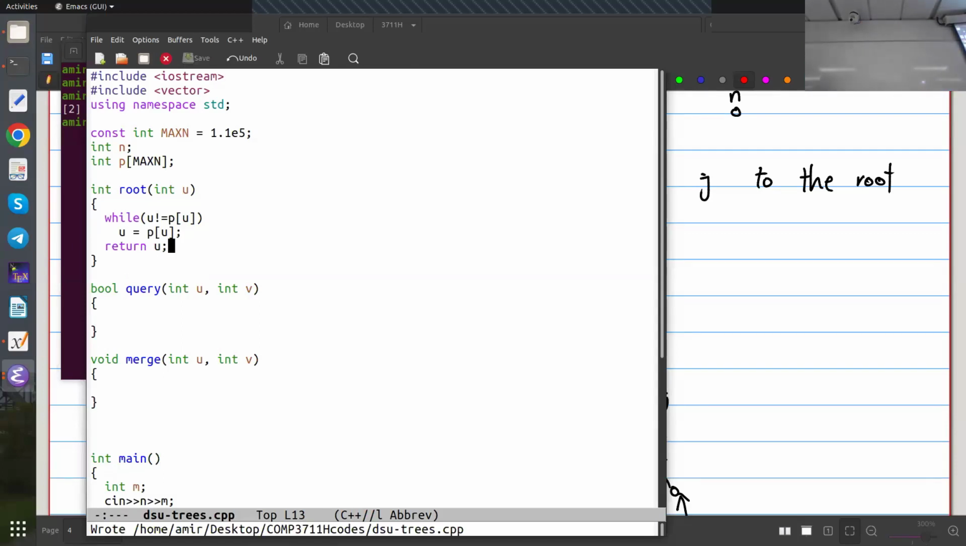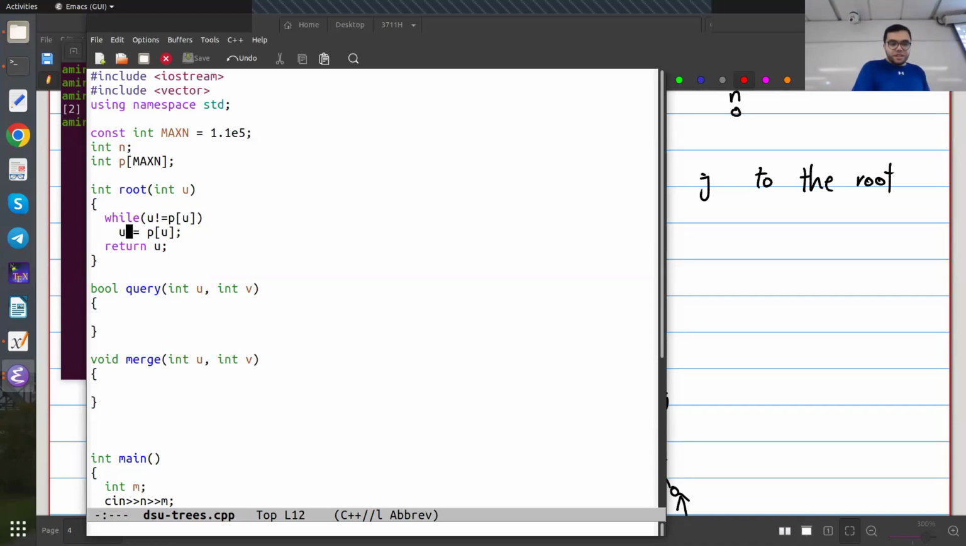So the step here is just going one step up the tree. U becomes its parent. I'm just going up. Okay, for how long am I going to do this? As long as I'm not the root. But how do I check that I'm the root? I'm the root if I'm the same as my parent.